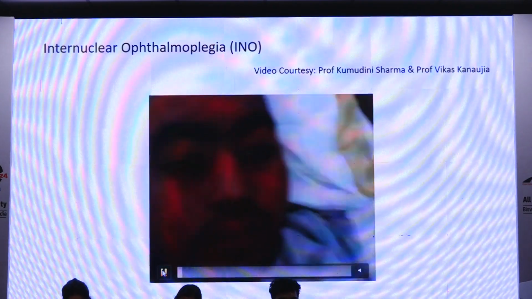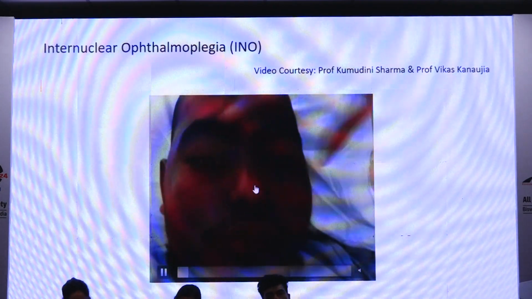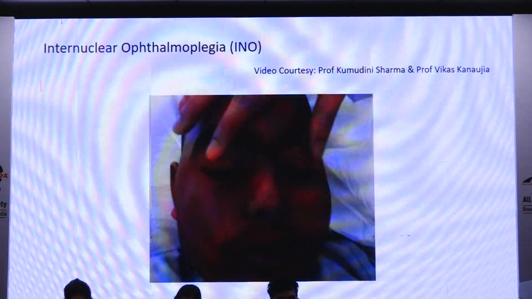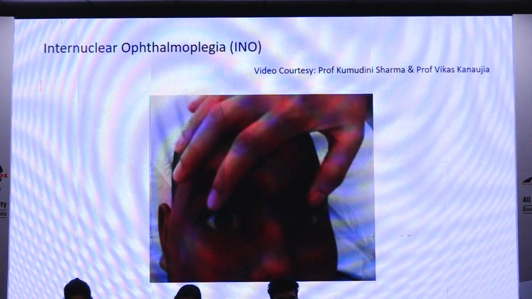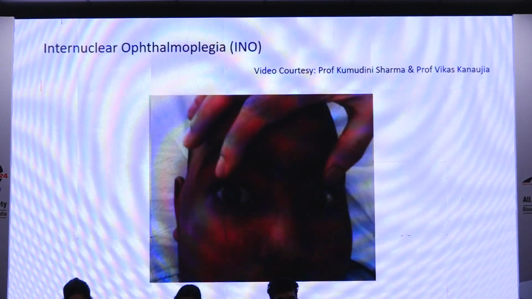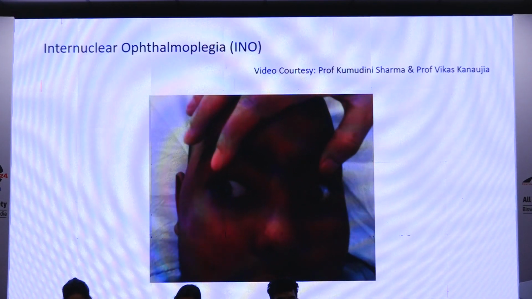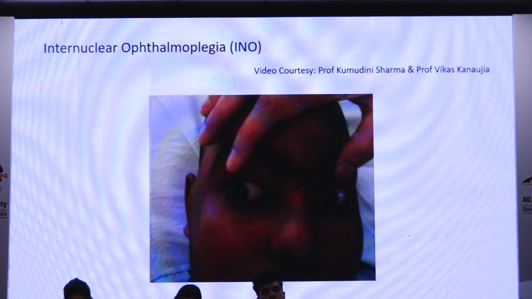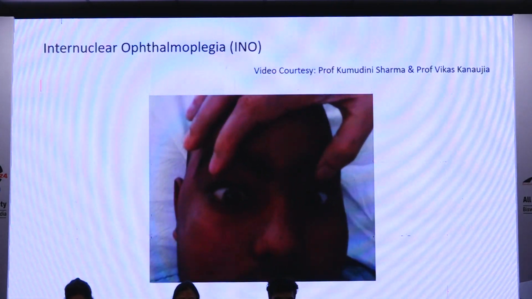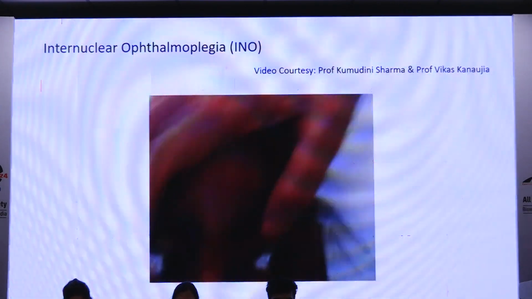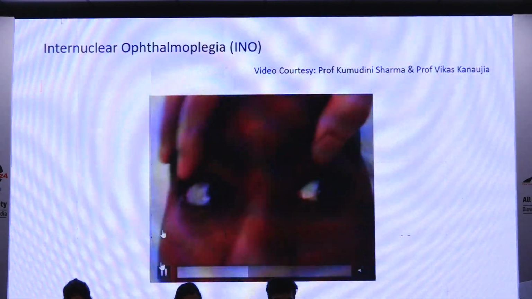As we can see, this is a young male. Just keep looking at the eye, how it is reacting. Whenever we are testing the gaze, the left eye adduction is restricted, and note the right eye. The right eye abduction is complete, but look at the nystagmus, so this abducting nystagmus will be there. This is called internuclear ophthalmoplegia.